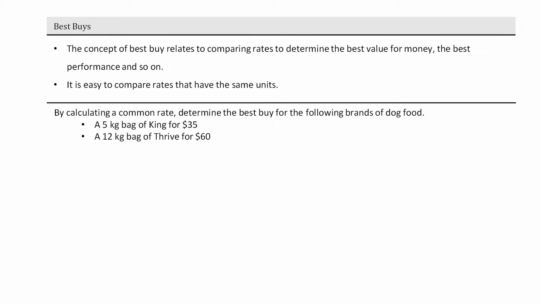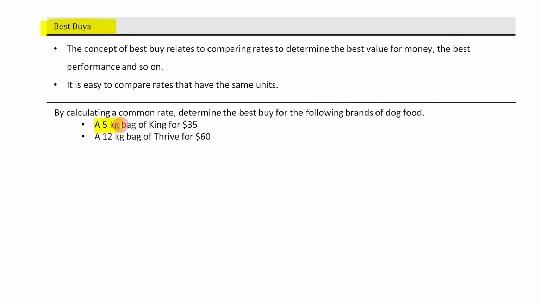All right, so now we need to talk about the idea of best buys. The concept of best buy relates to comparing rates to determine the best value for money, the best performance, and so on. It's easy to compare rates that have the same units. So by calculating a common rate, determine the best buy for the following brands of dog food.